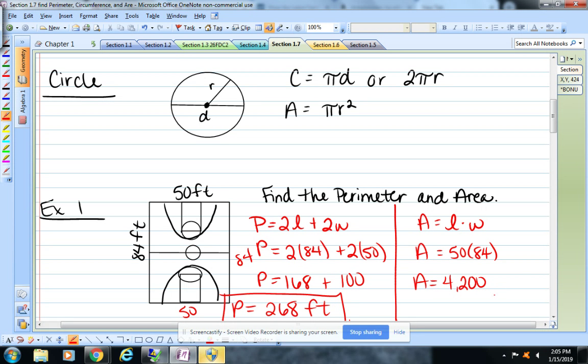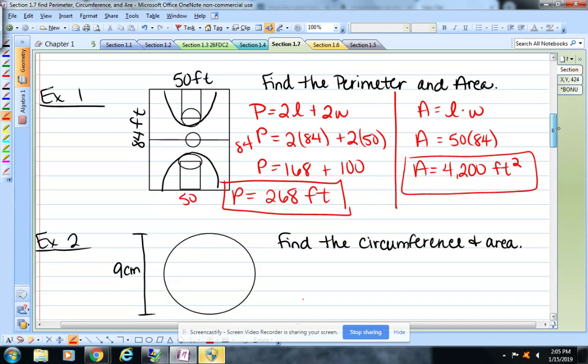So what are my units, though? Square feet. Area is square units because you had to multiply. So any questions on how we got those? Simple, simple. You've done this before.